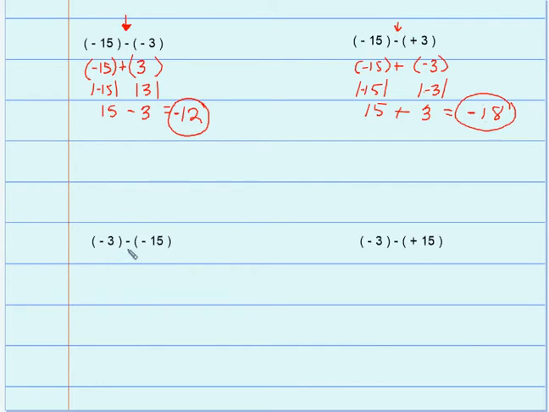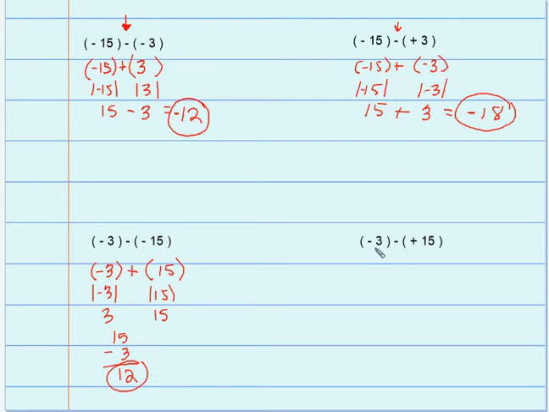Another problem, negative 3 minus a negative 15. So we're still going to have the same negative 3. We're going to change the subtraction to addition, and we're going to change that term to the opposite. So we're going to add the opposite of negative 15, which would be positive 15. Again, we are adding, and they are opposite signs, so find your absolute value. 3 and 15. Opposite signs you subtract, so 15 minus 3 would give us 12. And the sign of the larger absolute value, the 15, was positive, so our answer is positive 12.